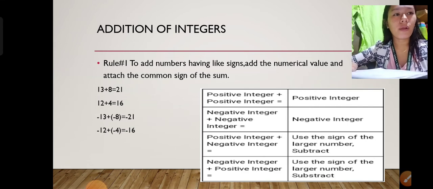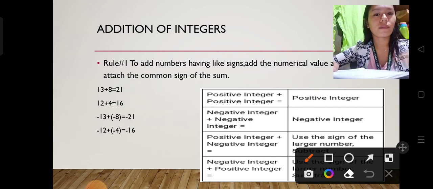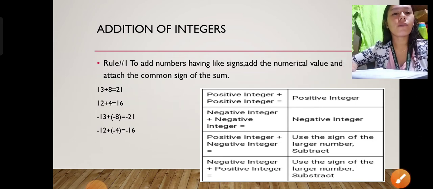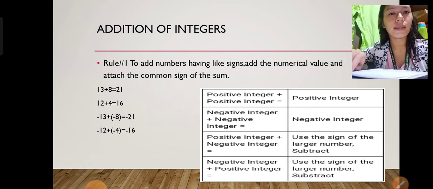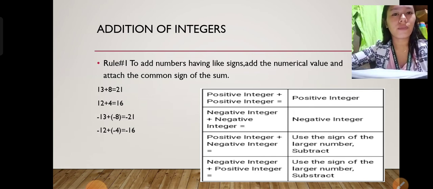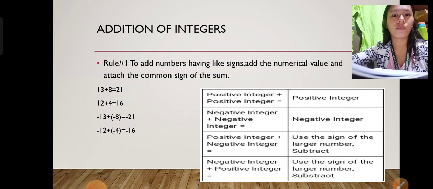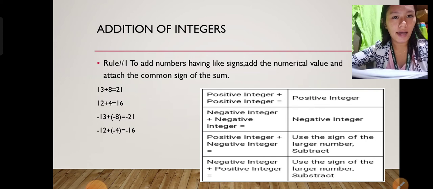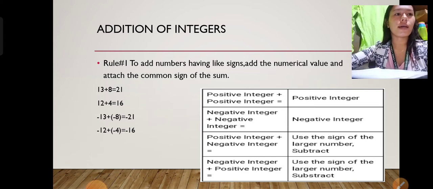So example number 1 is 13 plus 8 is equal to 21. Okay? Because both are positive. So the answer is 21. Then second is 12 plus 4 is equal to 16. The same with number 1, both are positive, so the answer is 16.